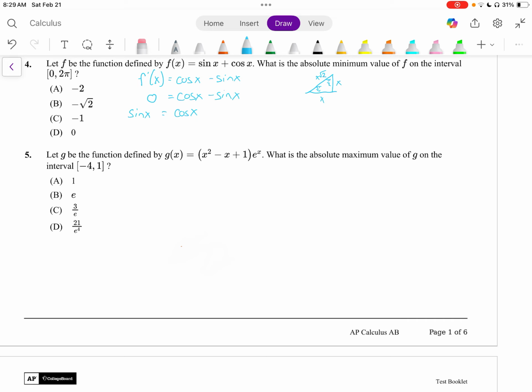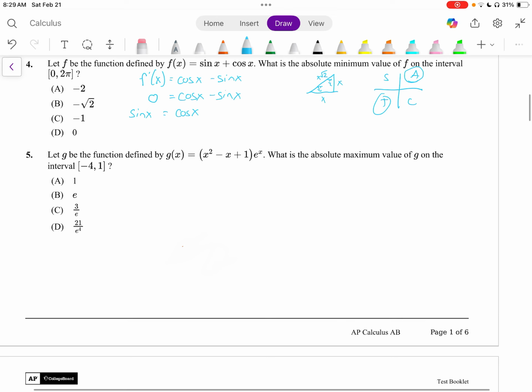So we also need to know when sine and cosine are both the same sign, as in positive or negative. Well, in the first quadrant, they're the same sign because they're both positive, and in the third quadrant. So the time when sine x equals cosine x is when x is pi over 4 from the first quadrant and 5 pi over 4 from the third quadrant.